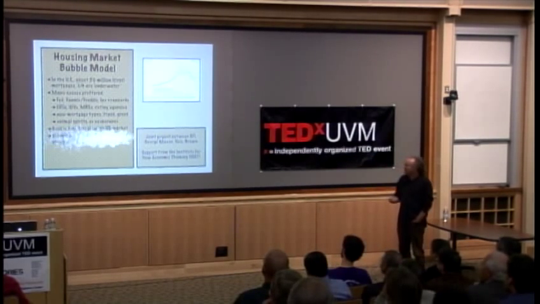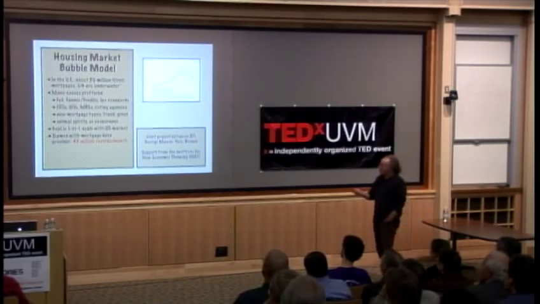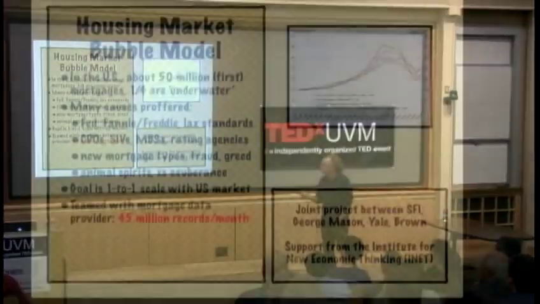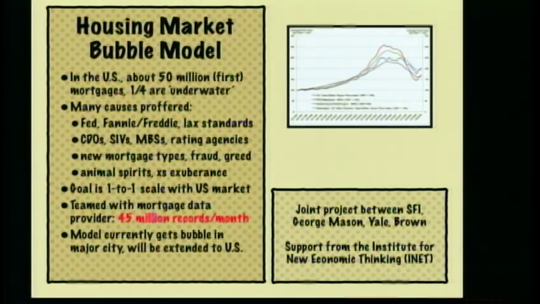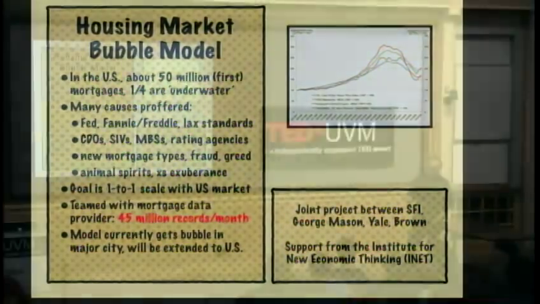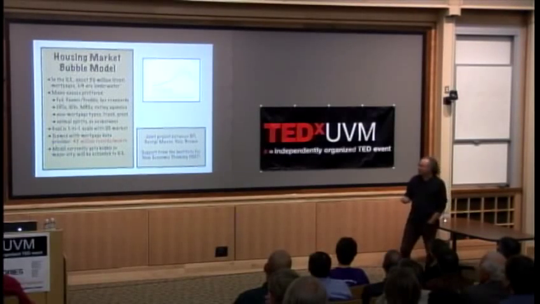Well, it turns out that we have teamed with a mortgage data provider. They're providing us 45 million records a month. Basically, whenever you send in your mortgage payment every month, we're getting data on you. Actually, it turns out anonymized, but we have access to those data. And we have a model which currently does get a bubble, and we're in the process of extending that to the U.S. That's work that should be coming out in early 2012.